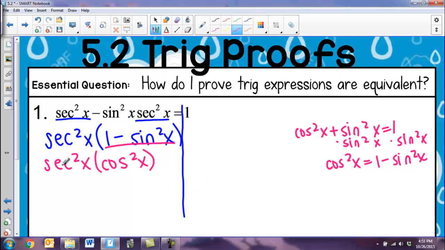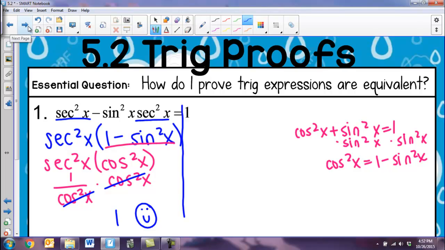So I'm going to have leftover secant squared x, and this whole parentheses thing is going to become cosine squared x because of the Pythagorean identity that we learned. Now at this point, I could rewrite secant using the reciprocal, so this is 1 over cosine squared times cosine squared x. If you multiply straight across, these cancel out and you get 1. And that's what we were trying to find. So we left that side alone, and by showing this work, that is proving that this whole expression equaled 1. Okay, so once you pick a side, you have to stick with it, and if you can stick with the more complicated side, you're probably going to have more success in proving these equations.